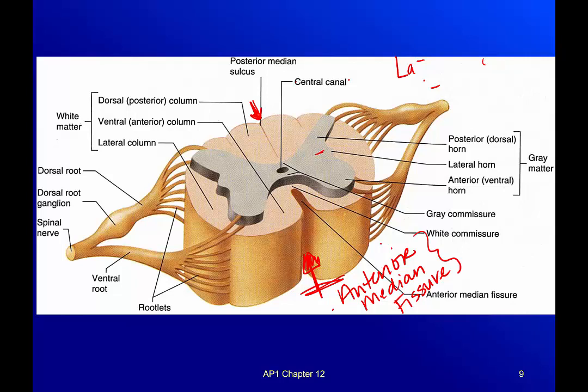Okay? In the back, I don't have as big of a crack. I more have kind of a fold. It's just kind of like a little fold there that you can see. Well, it's in the back, it's in the middle, so that's posterior median. But instead of calling it a fissure, because it really isn't, it's just kind of an indentation, we call it the sulcus. So that's the posterior median sulcus and the anterior median fissure. Okay?